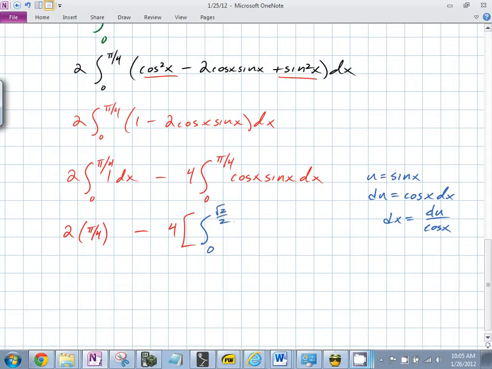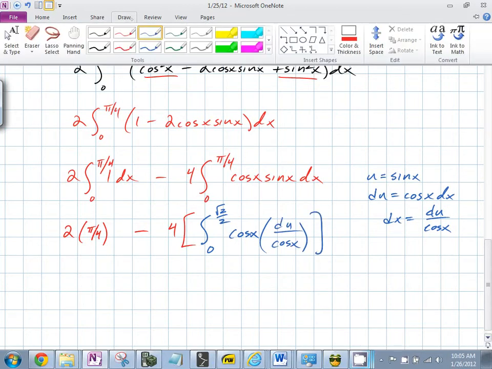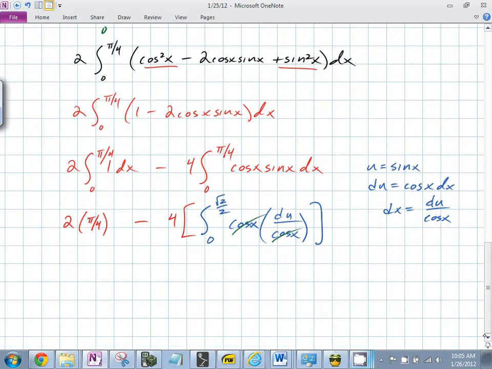You cannot. So then it changes into cosine x times du over cosine x. And the magical thing that happens, this whole thing is worth it: it cancels the cosine x, which is the entire reason for doing this. You now end up with pi over 2 minus 4 times the integral from 0 to root 2 over 2 of what?